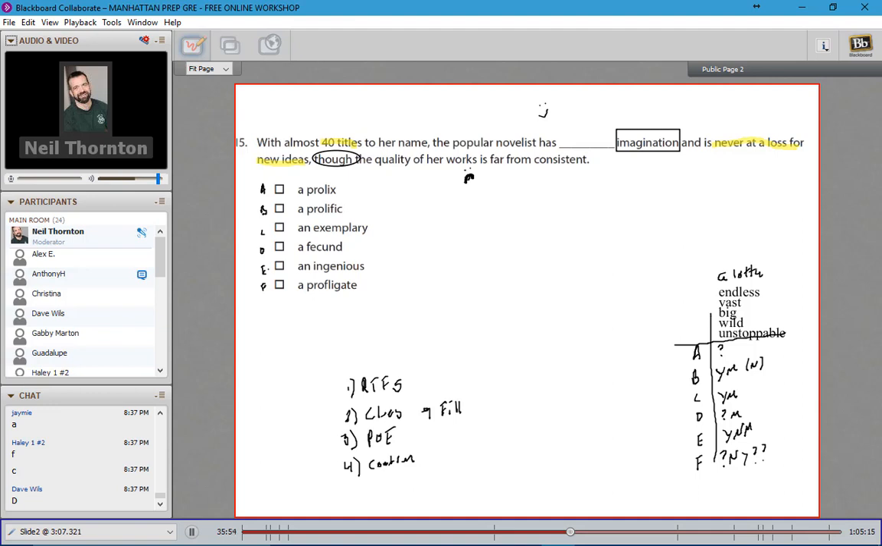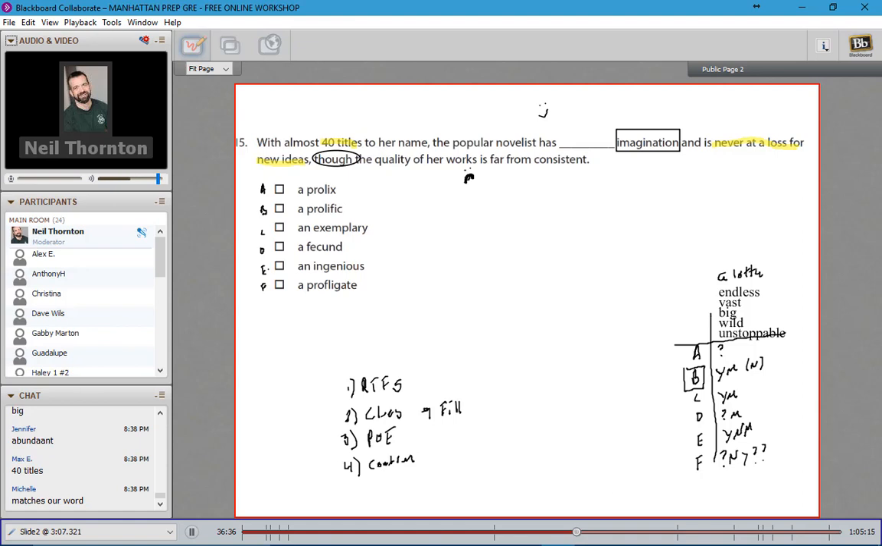So one's out, right? What's one for you that is a pretty sure bet? Yeah, B seems to be right now, yeah, prolific seems to be pretty clear, because that matches what? How does that match our clue? All right. So prolific means you write a lot, I guess. I don't want to tell you the word. But I mean, if you have 40 titles, you're going to be prolific. And if you're never at a loss for new ideas, you're also going to be prolific.